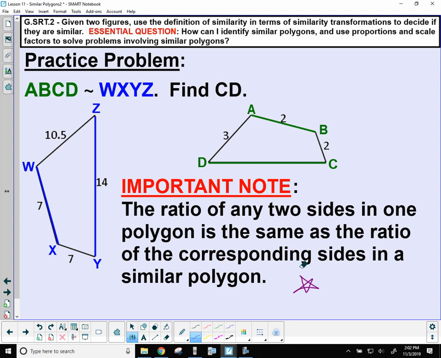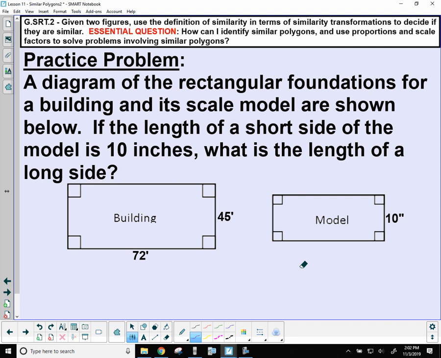Alright, we're back. Here's a nice little example. I don't think I gave you space for this, but go ahead and write down the important stuff. Read the question. I would argue just copy down the picture. And obviously we're going to look for X here, but I'll go ahead and read it for you. A diagram of a rectangular foundation for a building and its scale model are shown below. If the length of the short side of the model is 10 inches, what is the length of the long side? So go ahead and pause the video and try to set up a good little proportion.